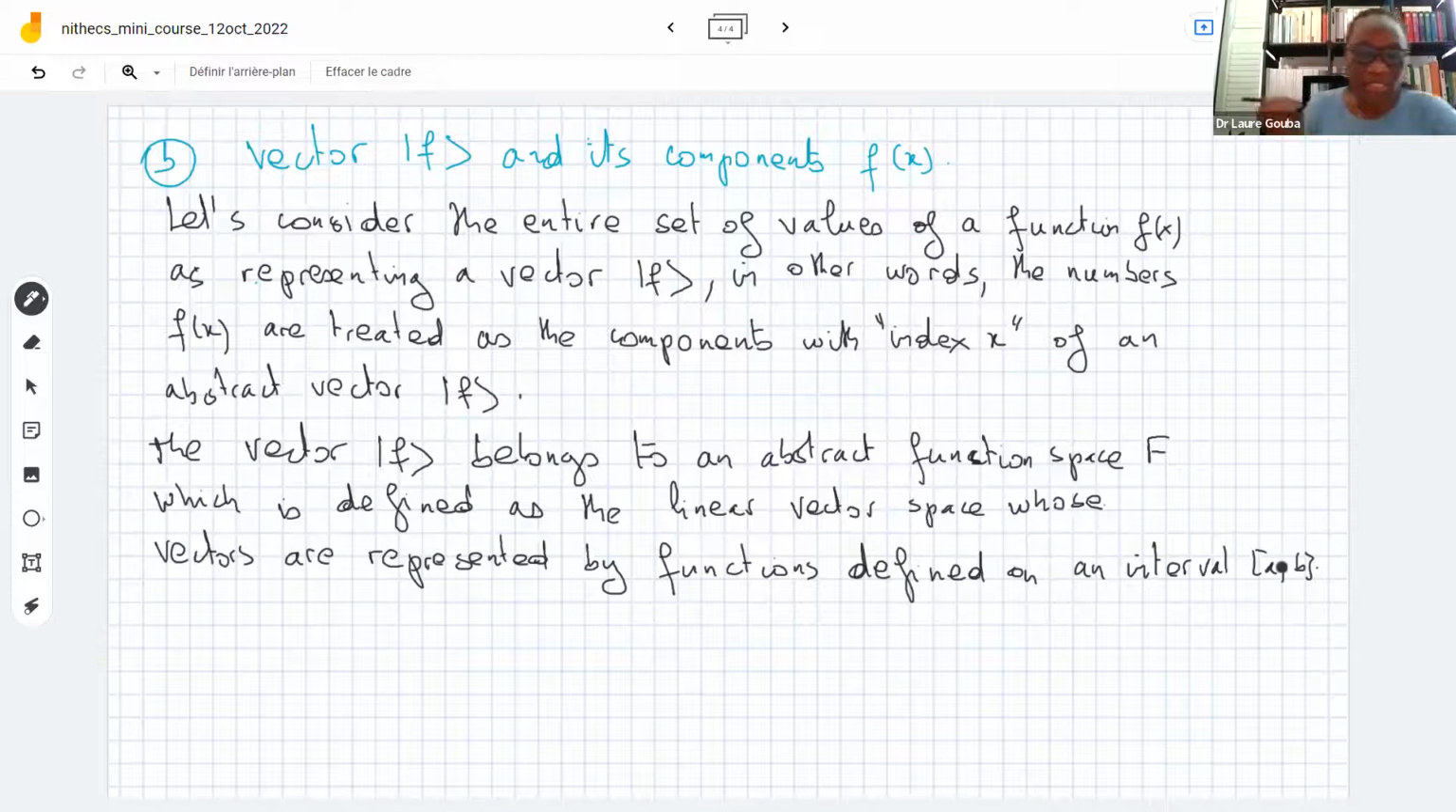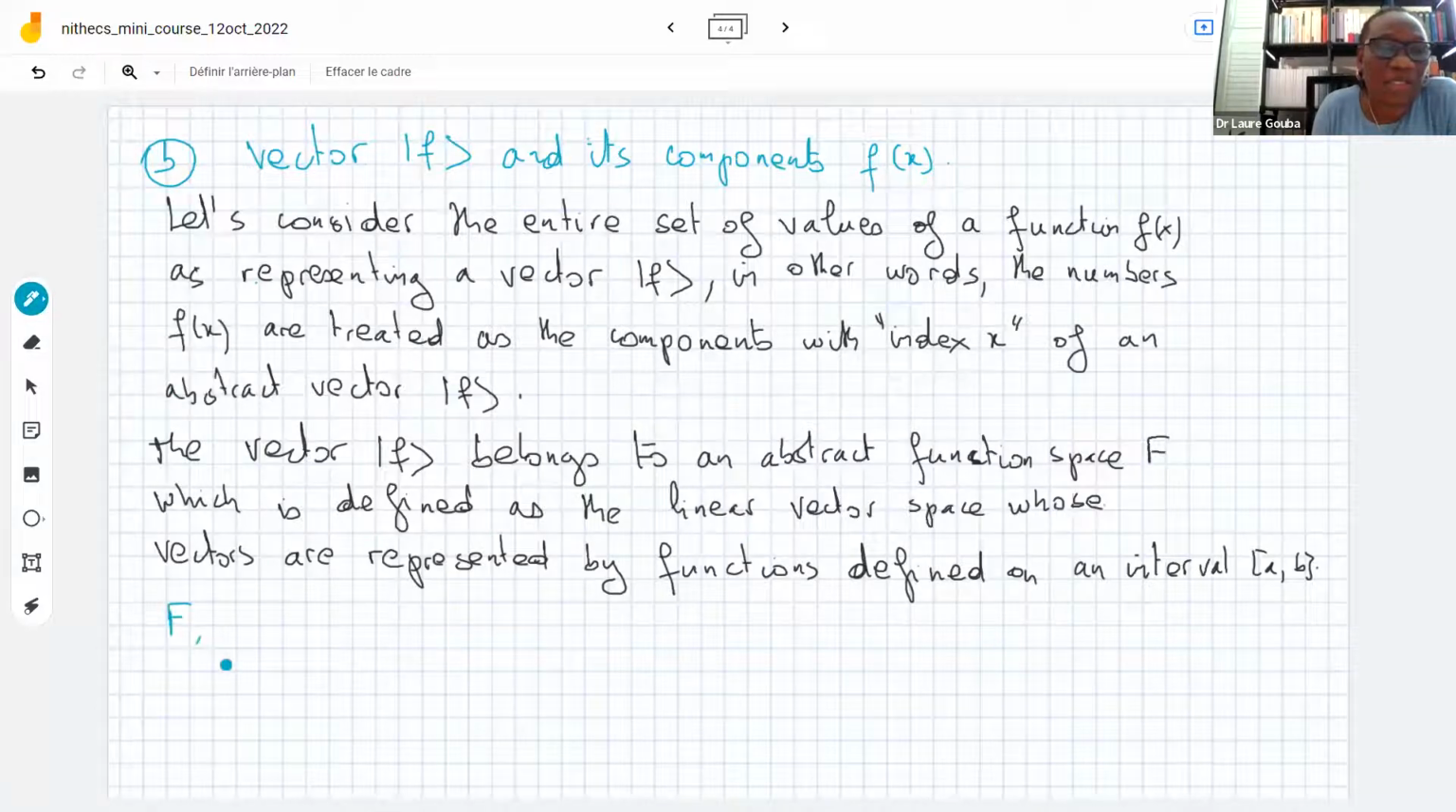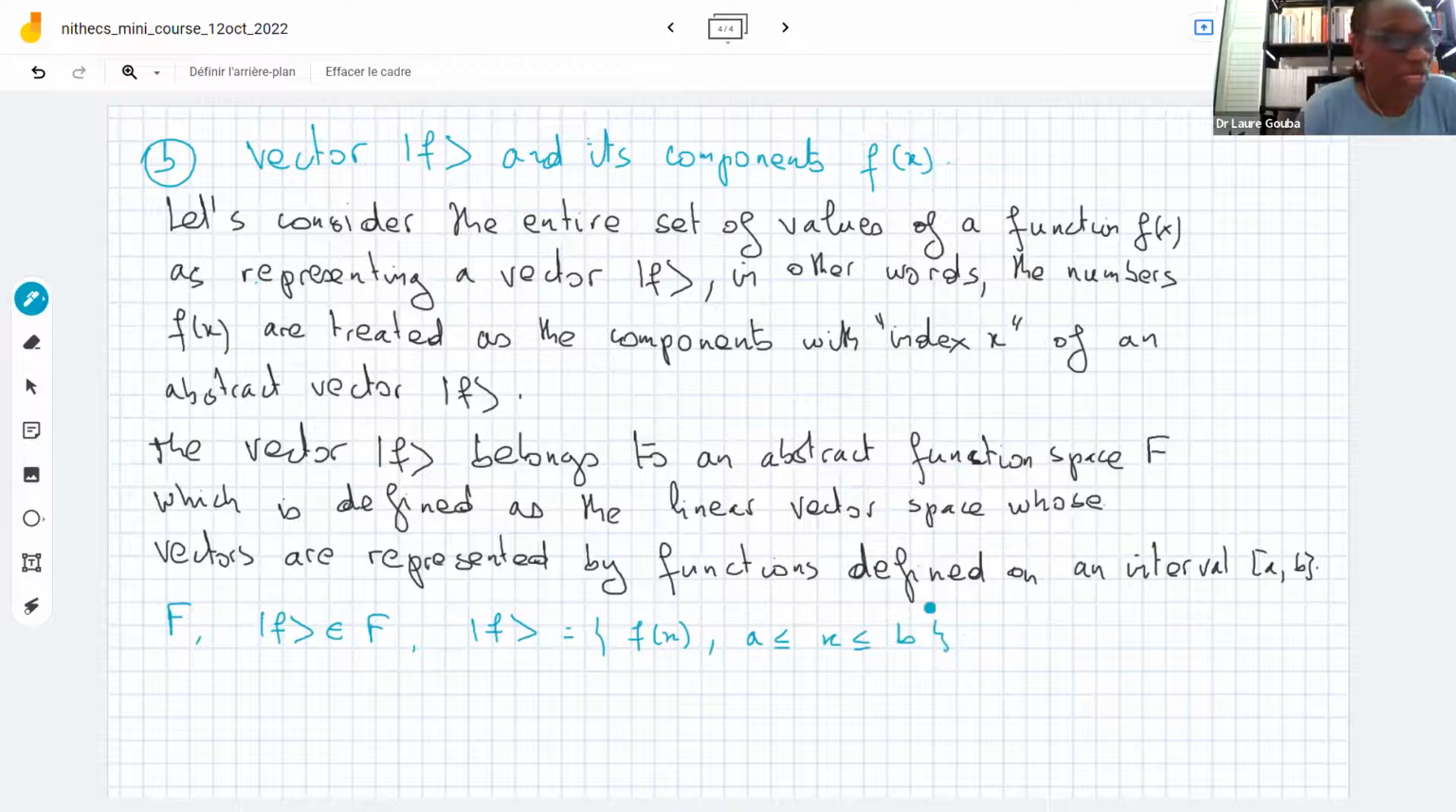So what did I say? What I said is that we have a function space F, and we have those vectors that belong to F, and those vectors have as a component, how do I write this component? As component f of x, where x belongs to the interval AB. This is what I just want to introduce.